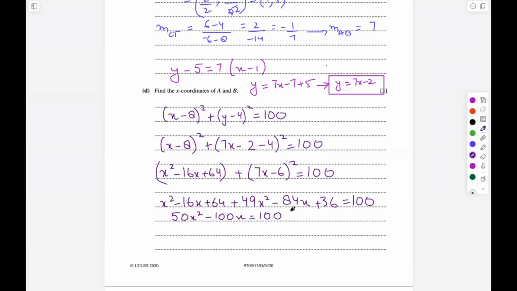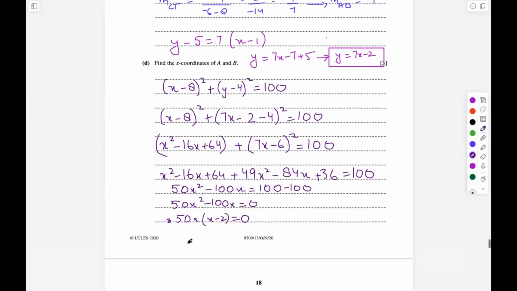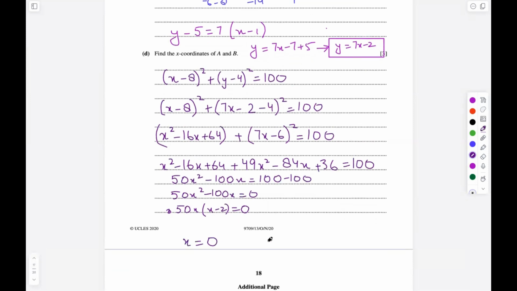So on the left hand side, we will have 100 minus 100, which is equal to 0. Once we have 50x squared minus 100x equals 0, we can take 50x common, and this will become 50x times (x minus 2) equals 0. So one of the values of x will be equal to 0, and the second value will be x equal to positive 2.